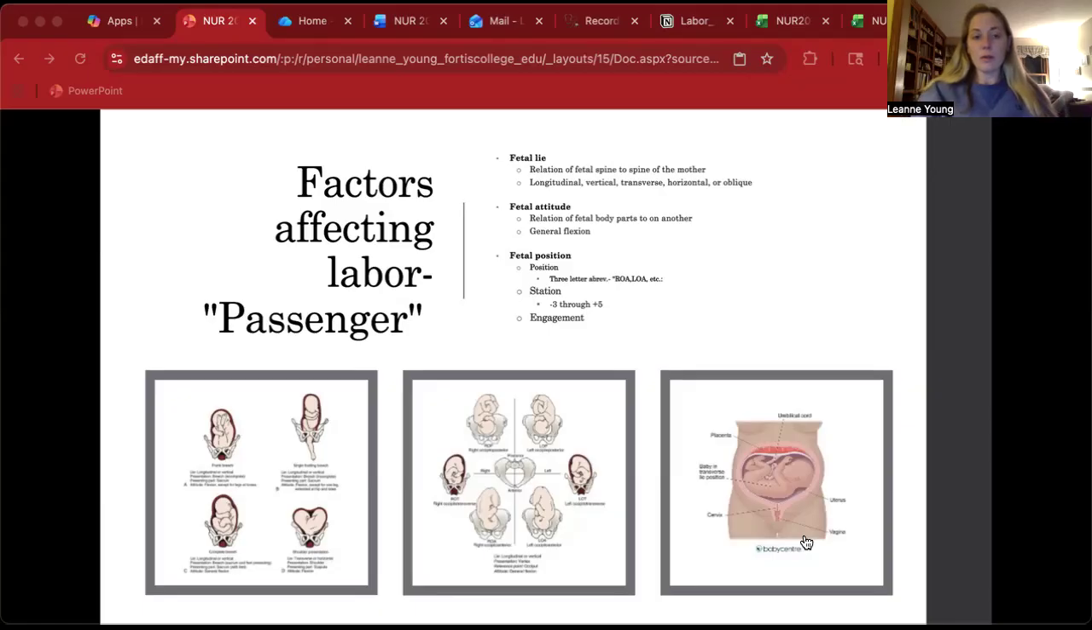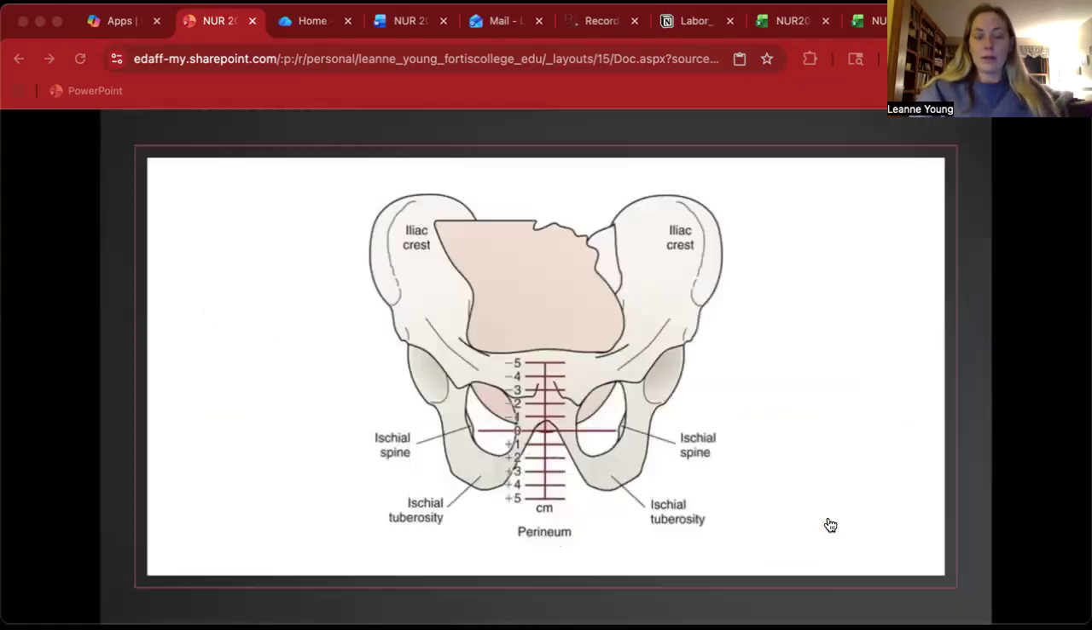Okay, so let's look at this image on the next slide. This is going to refer to our station. Okay, so we have the ischial spines here. We've got that imaginary line. We have our fetal head. Baby's head is going to come down through mom's pelvis. If you can't even feel that baby's head, like there's no hope, that's a -5.